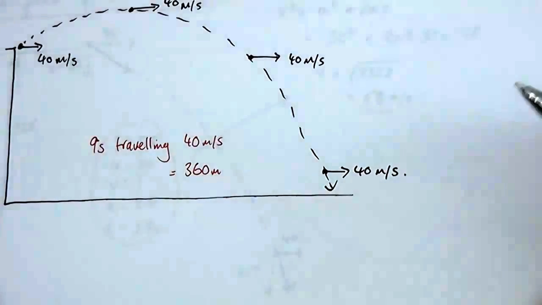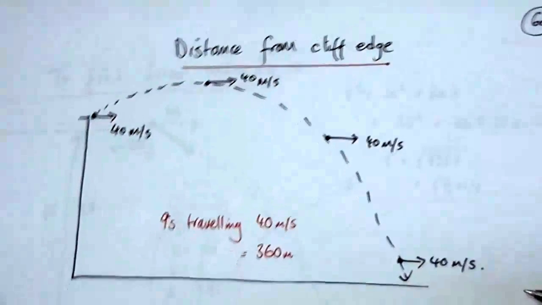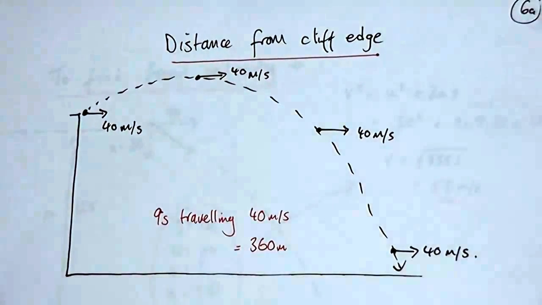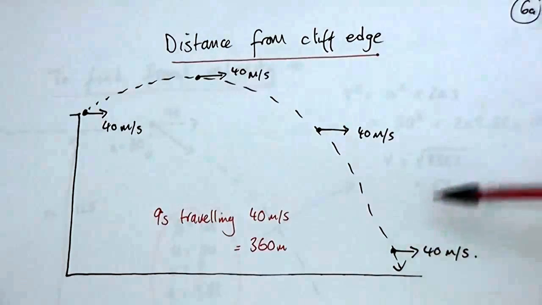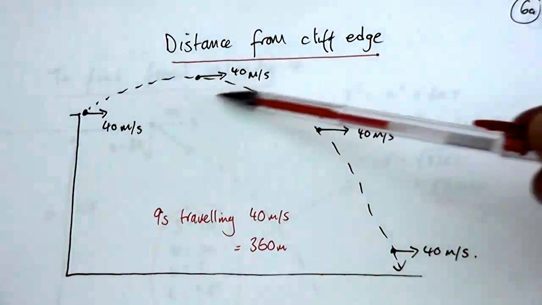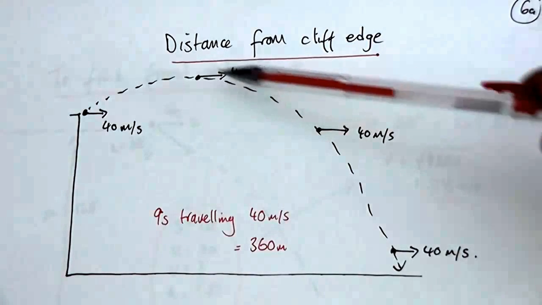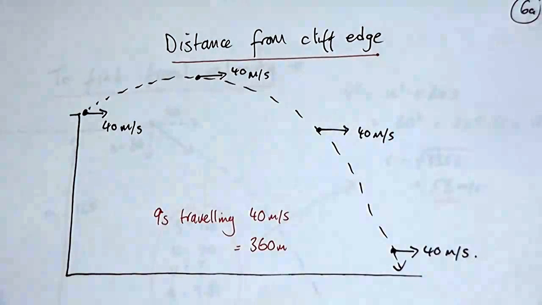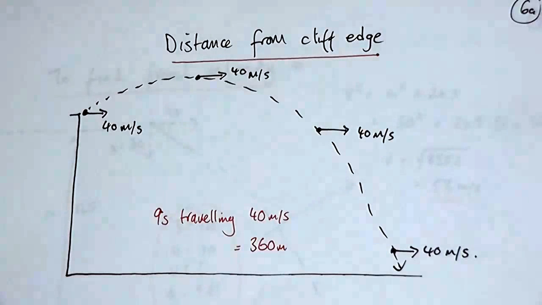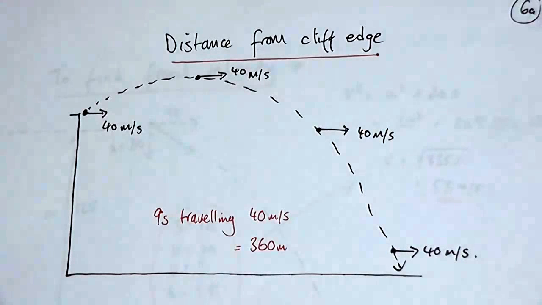So to work out the distance from the cliff edge, that's what the projectile looks like. We have part 1 and part 2, but in all parts the horizontal velocity is 40 metres a second. That never changes. So it's basically 9 seconds travelling 40 metres a second sideways. So the total distance from the cliff edge is 360 metres.